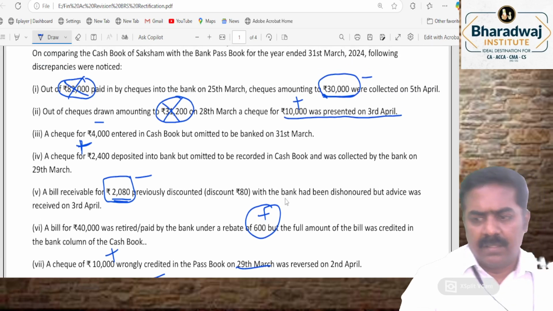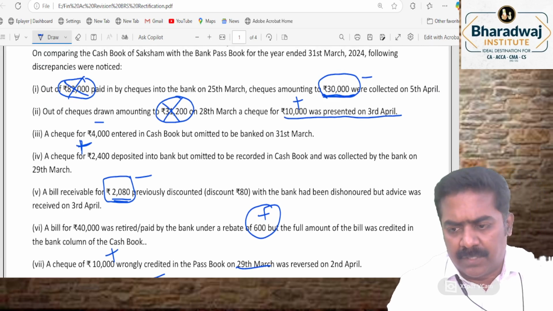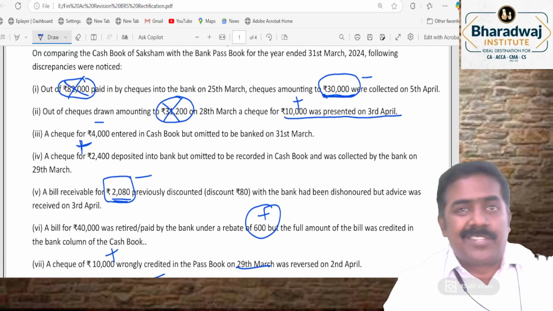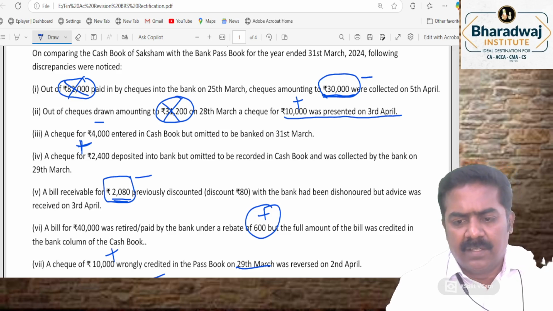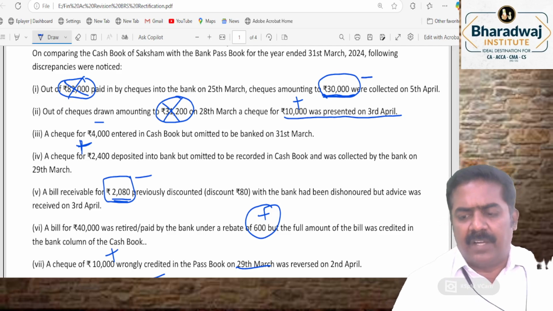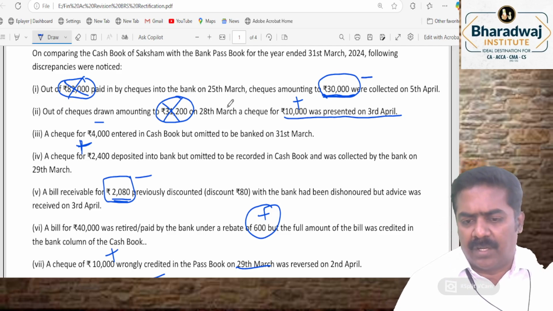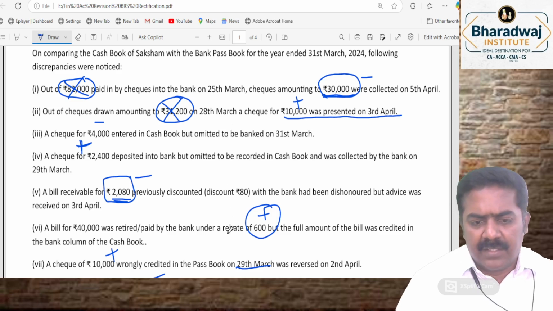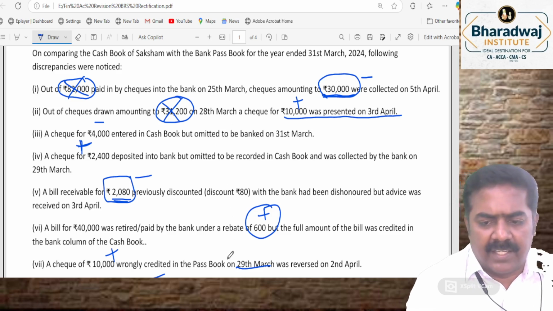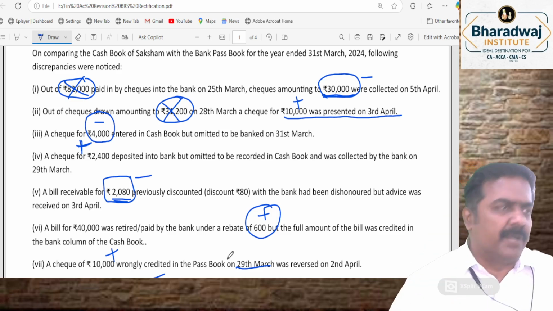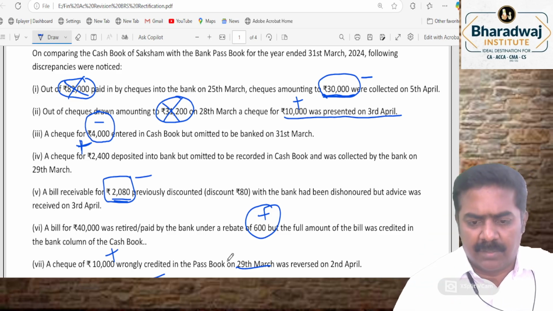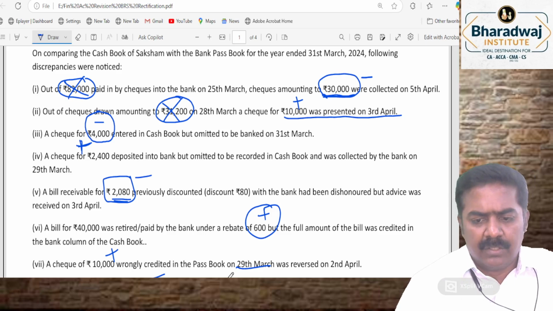I repeat. 30,000 banker has not collected. We have added, banker has not collected, so minus. This 10,000 we have reduced, banker has not reduced, so let us add it back. Check 4,000 entered in the cash book but omitted to be banked. We have added in the cash book. Bank deposit not done. We have not added in passbook, so let us eliminate. We wrongly added, so we eliminated it.